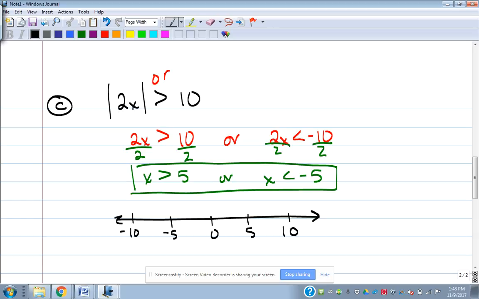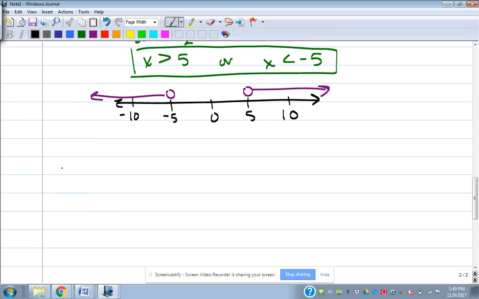Doesn't matter which one of these you graph first. If we graph this one first, where do I start? Above the 5 with an open circle, greater than that goes to the right. Above the -5 with an open circle, less than that goes to the left. OR problems, remember, go opposite directions. Pretty easy so far. Doesn't get much harder than that. Let's go a little bit more difficult.